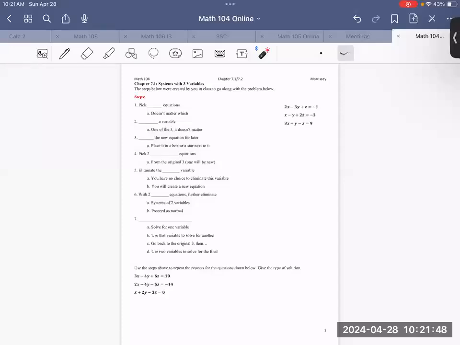Welcome to Math 104, Chapter 7.1 and 7.2. We are doing these sections together because they flow pretty nicely and they can be used simultaneously. So after we have watched the 2.3 lecture where we talked about systems of two with two variables, we're now stepping it up with three variables.